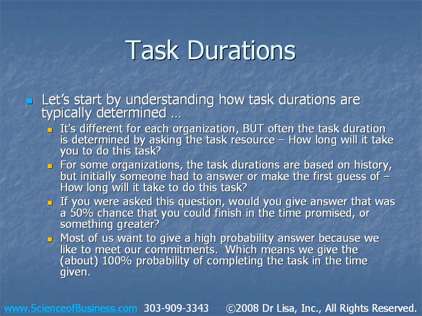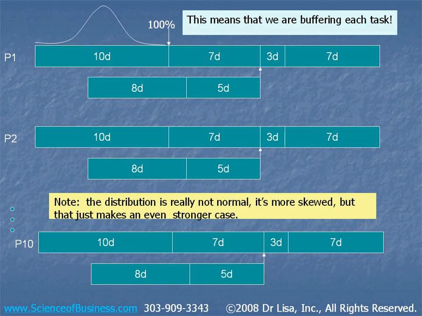If you were asked this question, would you give the answer that was a 50% chance you could finish the project in the promised time, or something greater? Now, most of us want to give a high probability answer because we like to meet our commitments, which means we give about 100% probability of completing the task in the time given. So if we draw a normal distribution, and of course this isn't exactly normal, but let's, for convenience sake, say it's a normal distribution, that means that we're giving the 100% far to the right of the normal distribution chance of getting it done in that time.